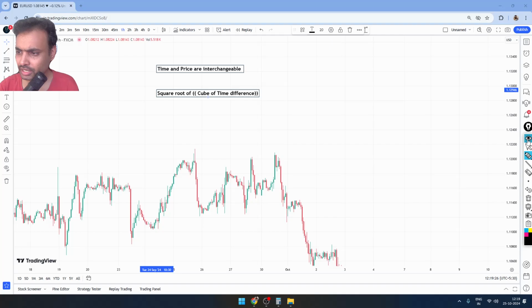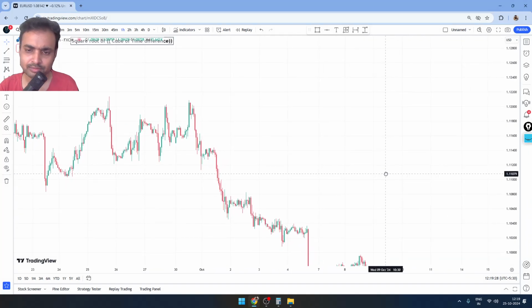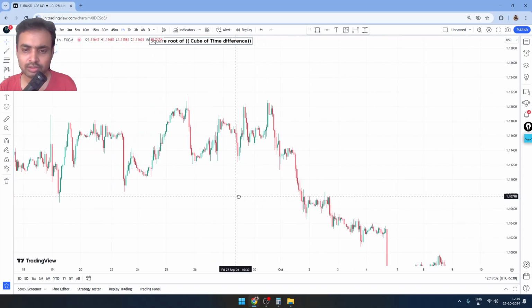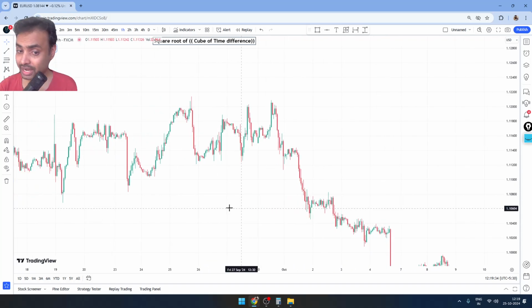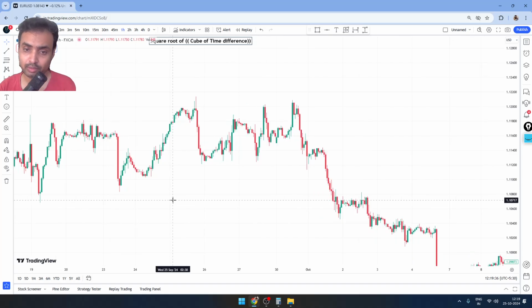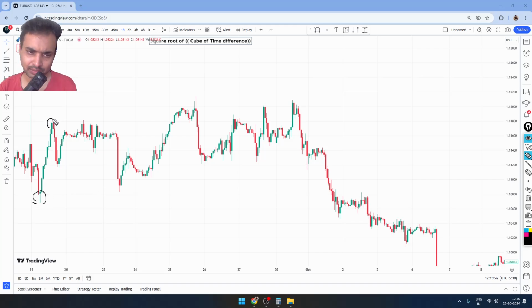So what I'm going to do here is I have taken the EURUSD chart. I want to take swing highs and swing lows. Extreme swing highs and extreme swing lows are really powerful, so I would like to take that. For example, here I have a swing low and I have a swing high here. Okay, I don't care how much price moved. I just want to know what is the time difference between these two. It's a 1 hour chart. How many hours difference between these two?